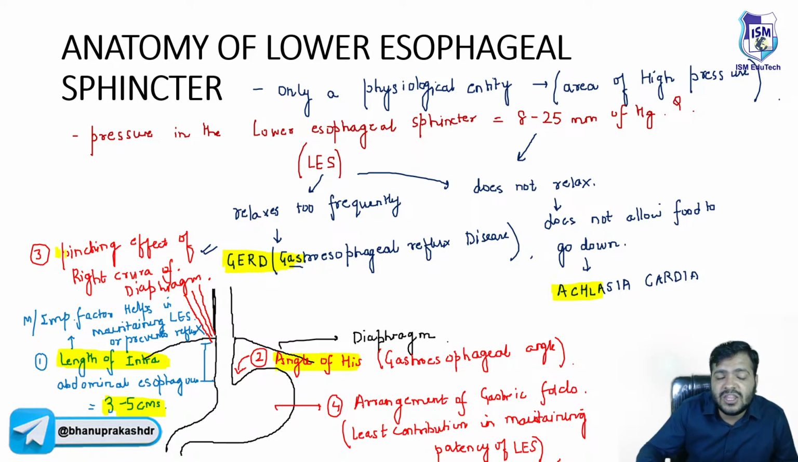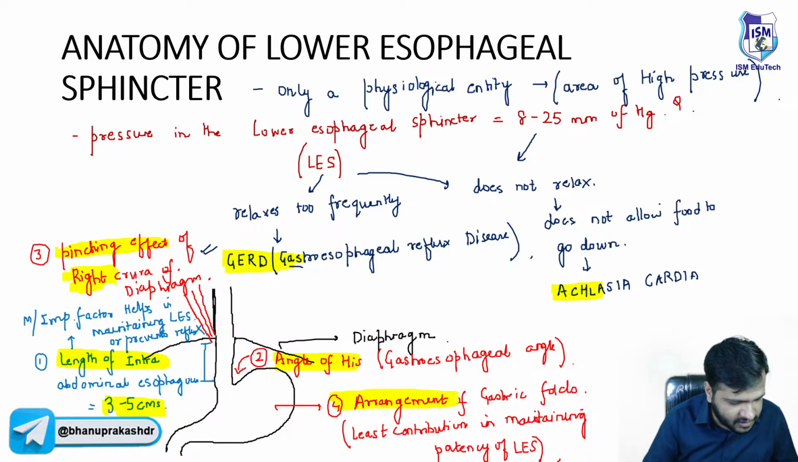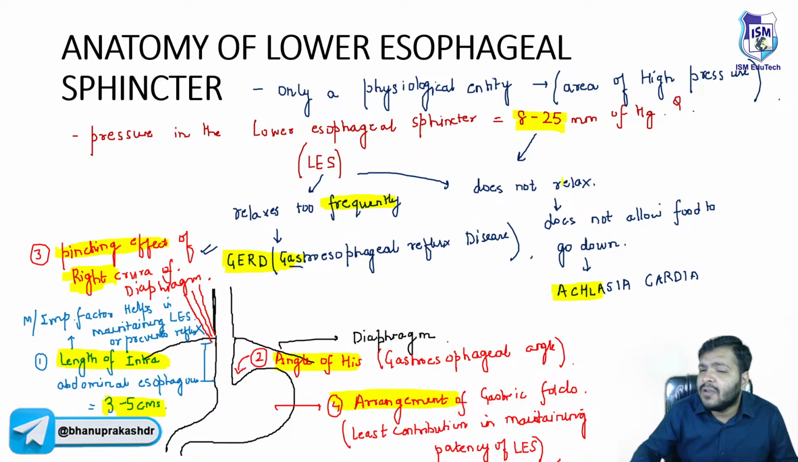The third, it is the pinching effect of the right crura of the diaphragm. And the fourth one, it is the arrangement of the gastric folds. So for the lower esophageal sphincter, you have to remember the pressure. The takeaway points are the pressure, and the two conditions that can result if the lower esophageal sphincter patency is not maintained. If it relaxes too frequently, it is GERD. If it does not relax, it will not allow the food to go down. That can result in achalasia cardia.